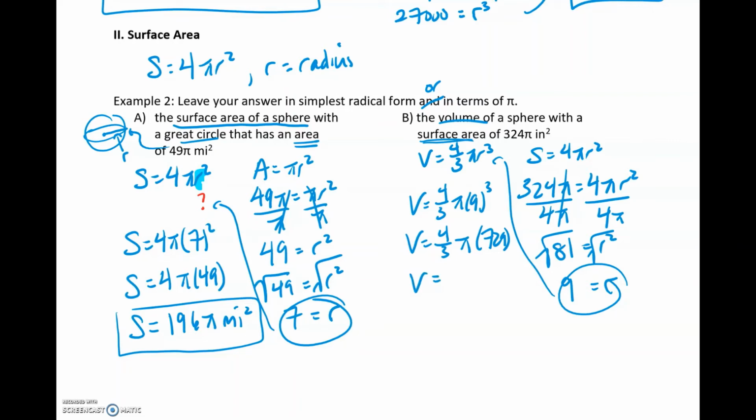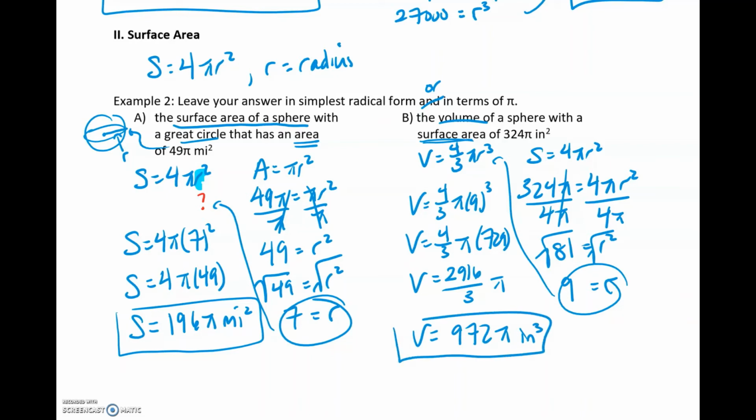So we want to make sure we use our fraction multiplication correctly. So that's going to give me 2,916 over 3. And then always double check to see if it simplifies, right? And this simplifies very nicely to 972 pi, and we're doing volume, so cubic inches. So that's it for spheres, our last solid in Unit 10.